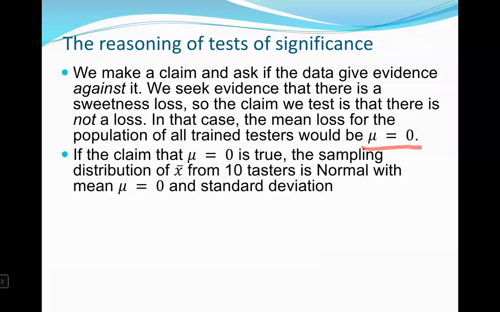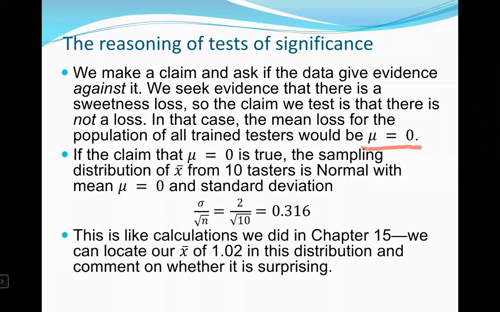If the claim that mu equals 0 is true, the sampling distribution of x bar from 10 tasters is normal with mu equal to 0 and standard deviation equal to sigma divided by root n, which equals 2 divided by root 10, which is 0.316. This is like calculations we did in Chapter 15. We can locate our x bar of 1.02 in this distribution and comment on whether it is surprising.